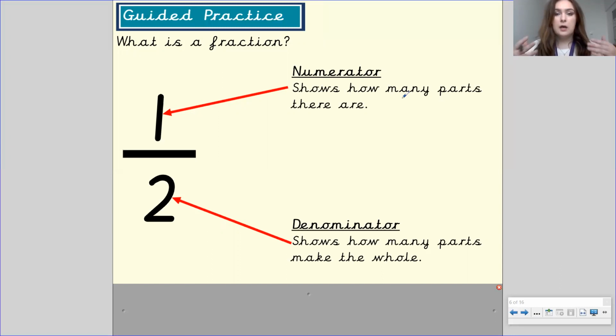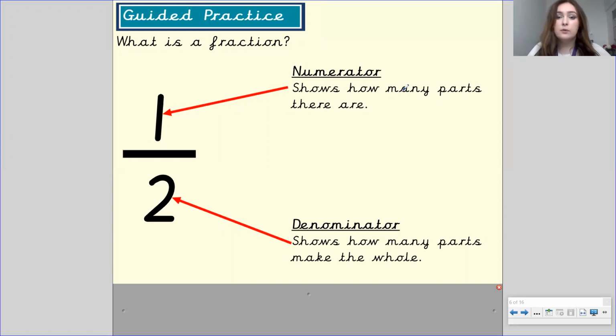So my turn, your turn. Numerator. Numerator. And denominator. Denominator.